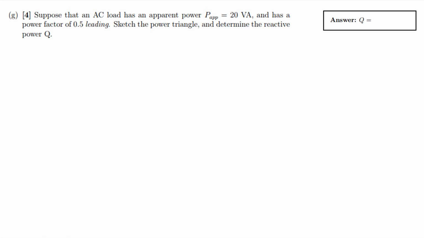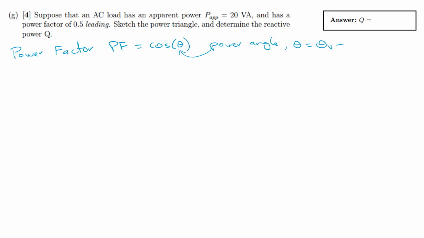To be able to solve this, we have to make sure we know what power factor is. Power factor, PF, is equal to cos theta, where theta is the power angle, and theta, the power angle, is equal to the phase of the voltage waveform minus the phase of the current waveform.